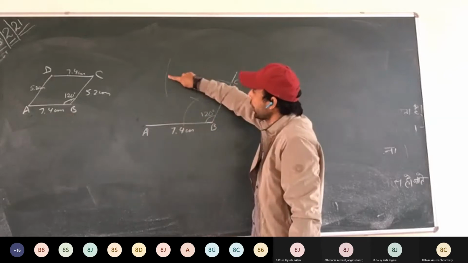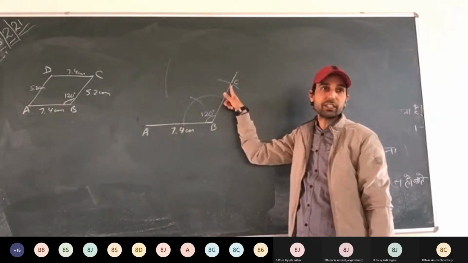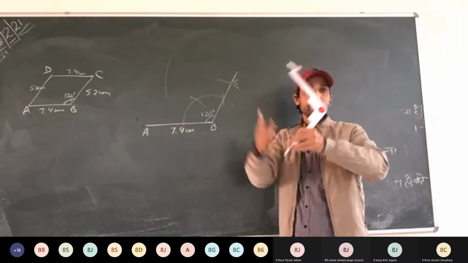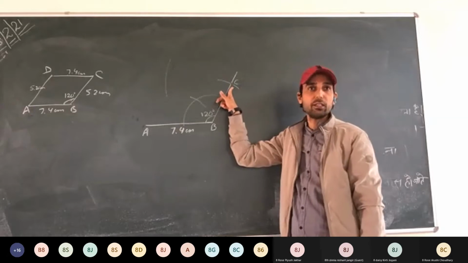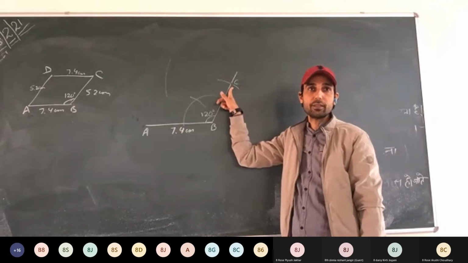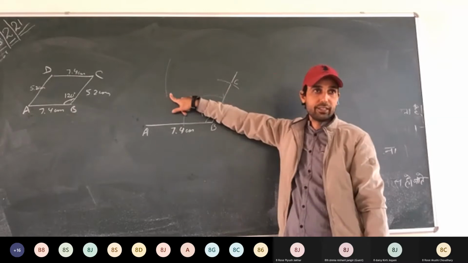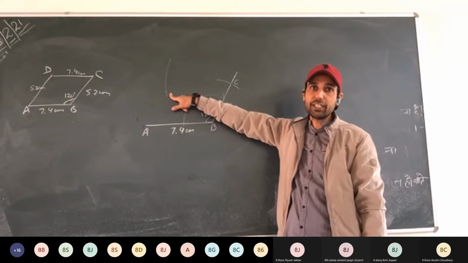So now see here, every point on this arc is how far from C? 7.4, because it's the radius. Center, radius. So every point on this arc is 7.4 centimeters from C. So D will lie somewhere on this arc, such that one more condition is there.